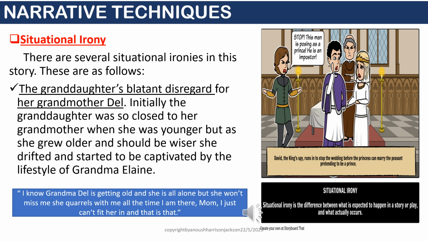But of course, because Grandma Elaine's lifestyle was so different, right? And the girl, who we would have expected would have shown some level of maturity and compassion towards her grandmother, and respect and regard, of course, that was not shown, okay? And so that is somewhat ironic, and that is situational irony there.